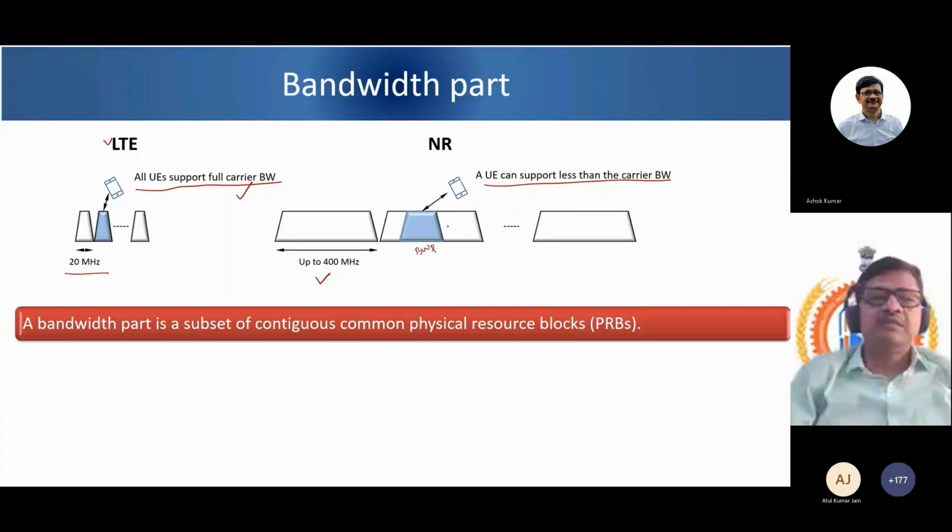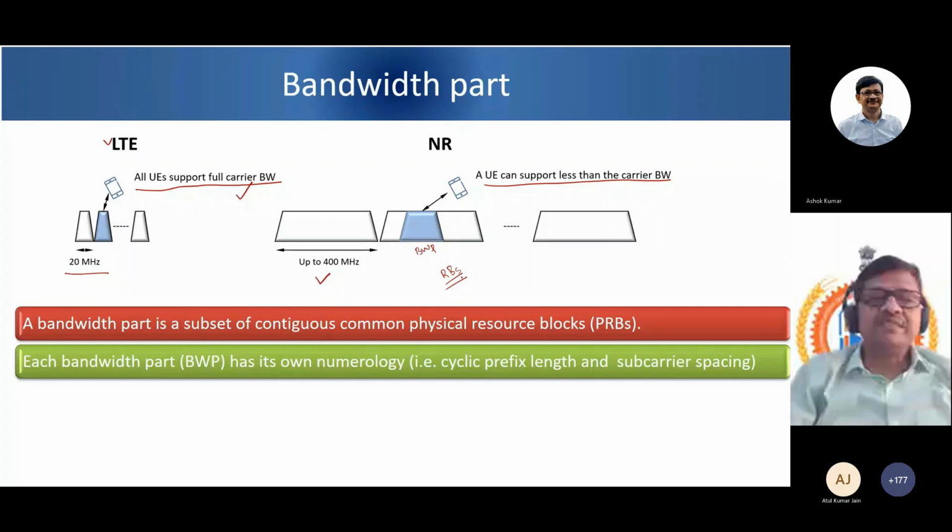The concepts are: a bandwidth part is a subset of contiguous common physical resource blocks. That means it is a certain number of RBs, but it has to be contiguous. Number one. Second, every bandwidth part. Suppose you have divided your channel bandwidth into 4 bandwidth parts, 1, 2, 3, 4.